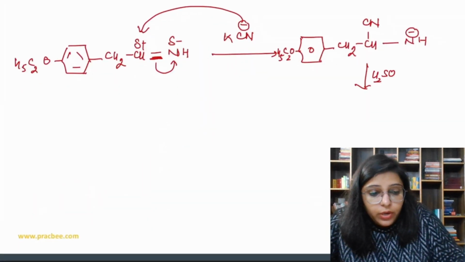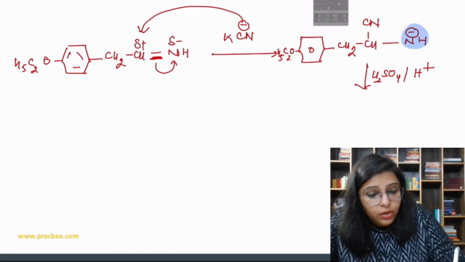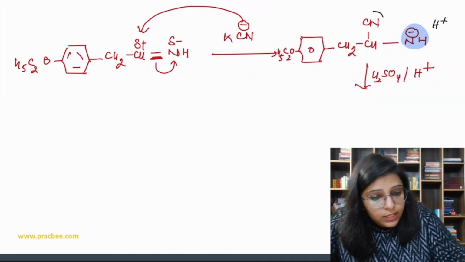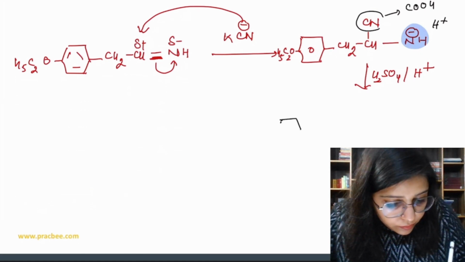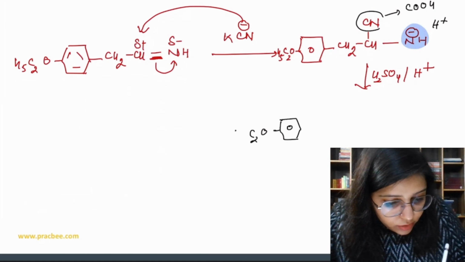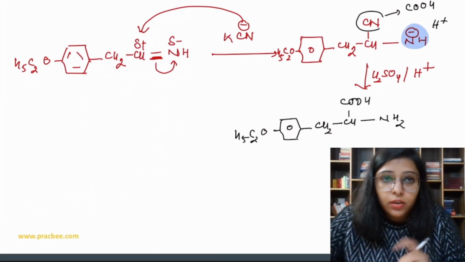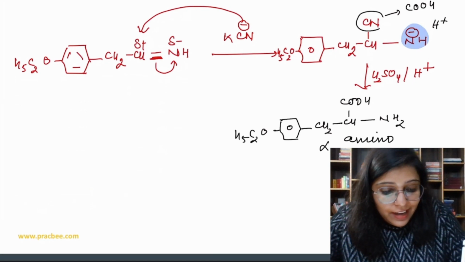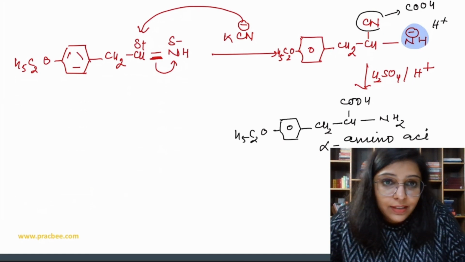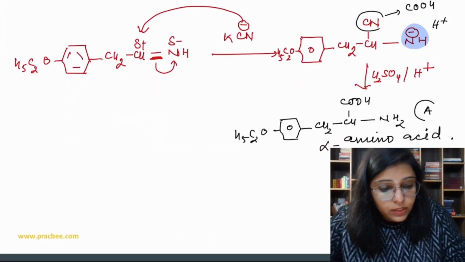So H2SO4 and H plus, it has two functions. Here we write one H plus. Here we are going to write one H plus. Or CN is converted to COOH. So we write OC2H5, CH2, CHCOOH, and here we write NH2. Okay. So we have this. So this is what? This is an amino acid, alpha amino acid. Now next, so this is A.